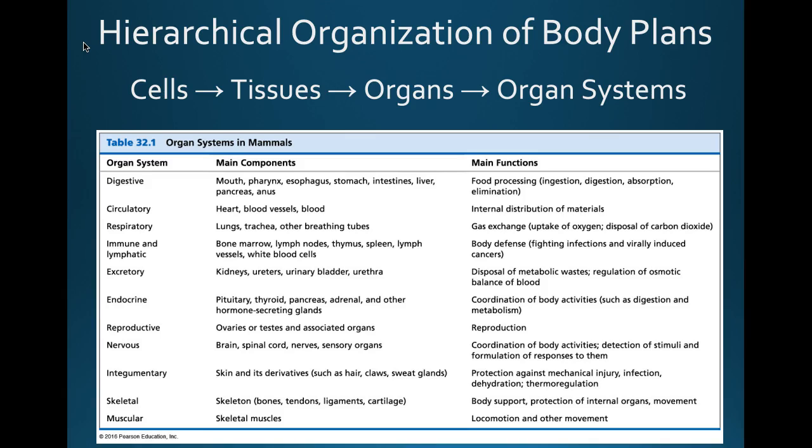So again, some of these we already know, the digestive system, and then just to read the list: circulatory, respiratory, immune and lymphatic, excretory, which is going to be in this chapter, endocrine, which is also in this chapter, reproductive, nervous, which is going to be touched on in this chapter, integumentary, skeletal, and muscular. So again, please make a special note to memorize and know this table.